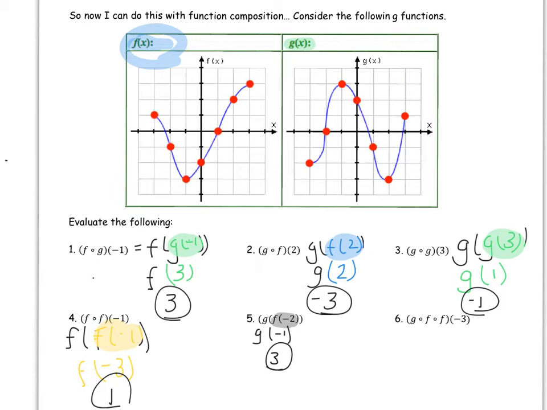Last one, g of f of negative 3. So I'm going to do f of negative 3 first. So negative 3, 1, 2, 3. On my picture, that's 1. So now I'm going to do f of 1. Well, that's 0, my y value.